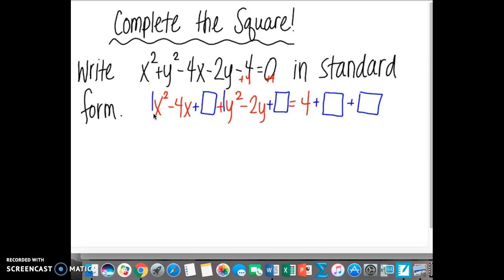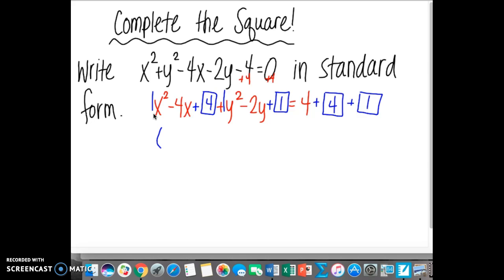So when we complete the square, we take our b term and then divide it by 2 and square it. Looking at our x terms, negative 4 is our b term. So negative 4 divided by 2 is negative 2, and negative 2 quantity squared is 4. So in the first box, we're going to go ahead and write a 4. Looking at our y terms, negative 2 is now our b term. So negative 2 divided by 2 is negative 1. Negative 1 squared is just 1. So you can go ahead and write a 1.